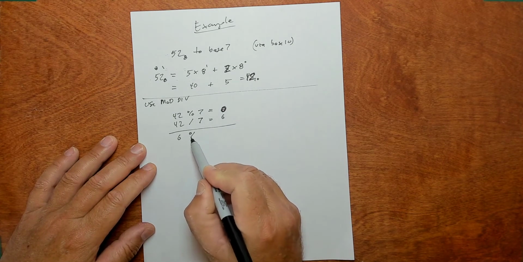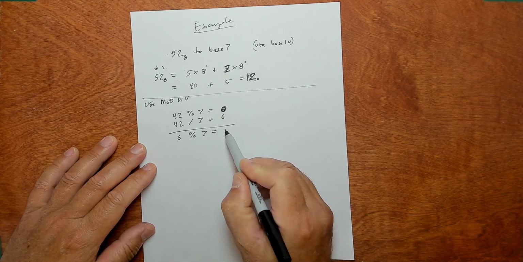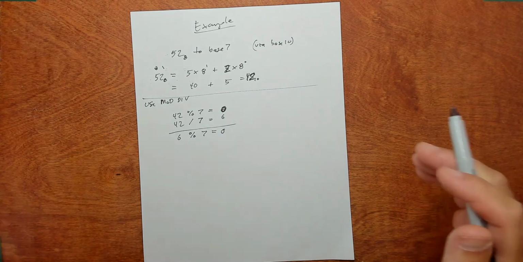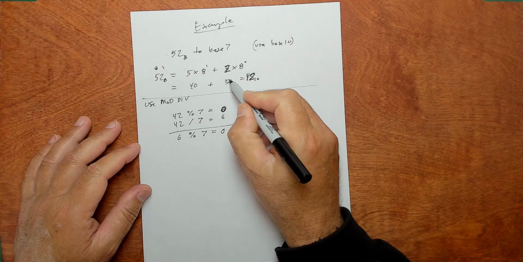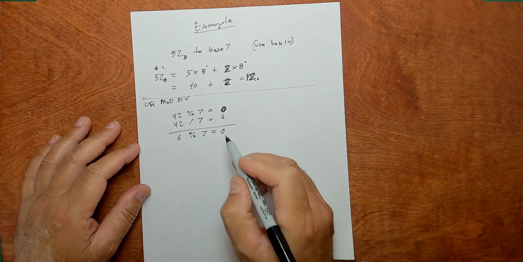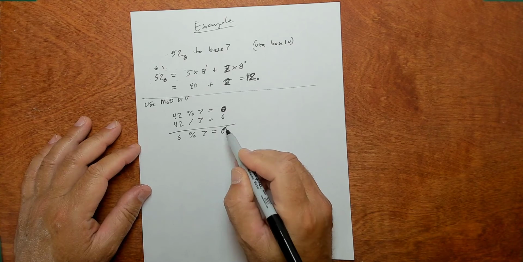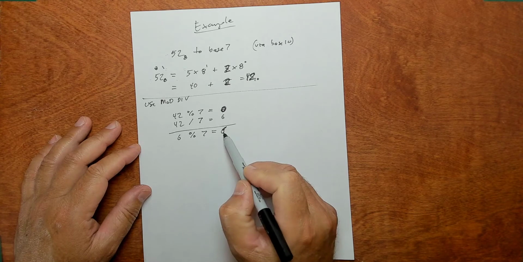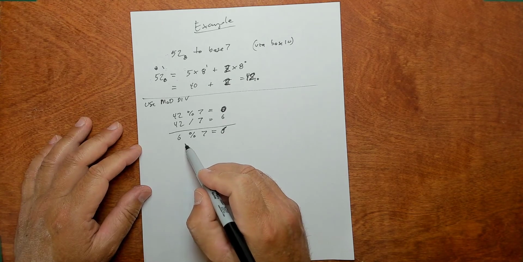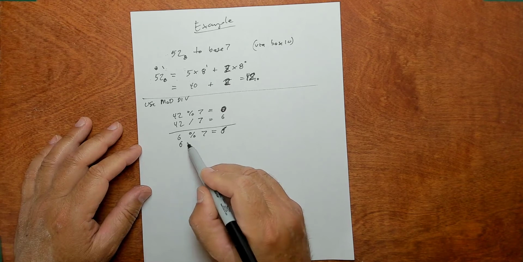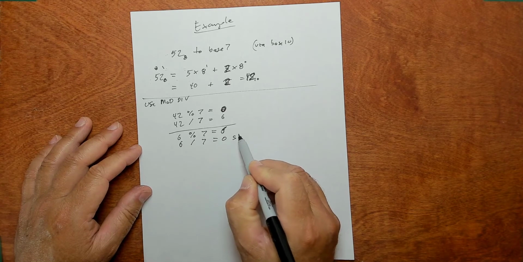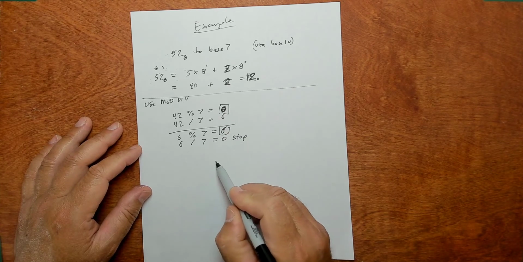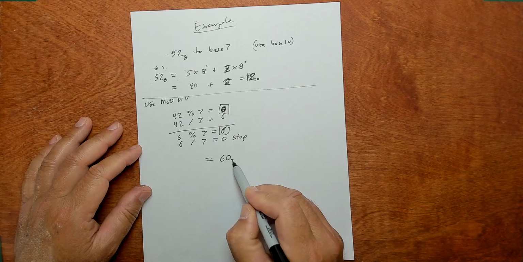And then 6 mod 7 is 6. I'm messing up here. Yeah, I confused myself. Because 7 goes into 6 0 times with the remainder of 6. And 6 divided by 7 is 0, so we stop. So the answer is 6, 0 base 7.